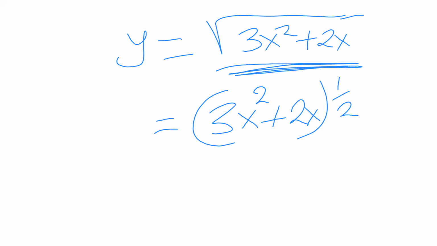So we can rewrite this expression like this. Then from here, we know that you can easily use your chain rule, right? How do you use the chain rule? The inner function should be named as u. So our u is equal to 3x squared plus 2x, isn't it?